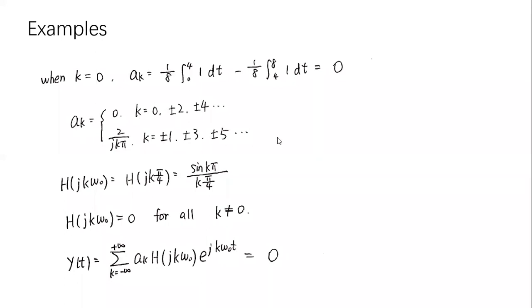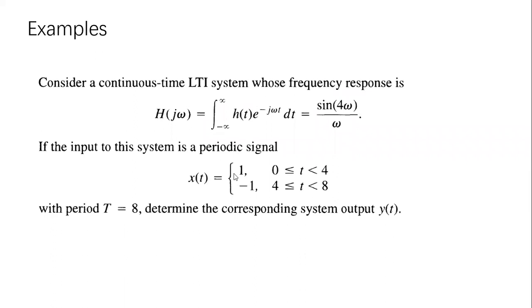So we write the Fourier series coefficient here. We can see that when k takes the value of even numbers, ak is always 0. When k takes the value of odd numbers, it has the value of 2 over jkπ. So up to now, we have finished the Fourier series of the periodic signal x of t.